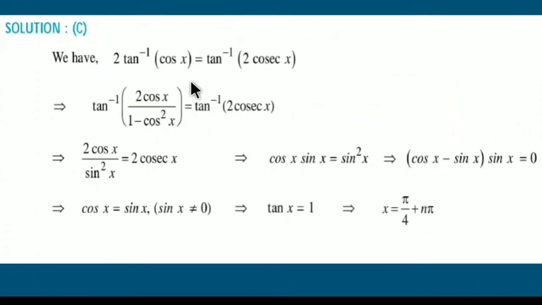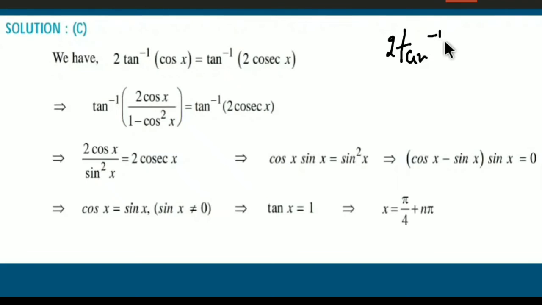Here, for 2 tan inverse cos x, we are applying the 2 tan inverse x formula. You should memorize this formula. Let me write t over here to avoid confusion. So we can say tan inverse 2t, which is the formula of the theta type structure.